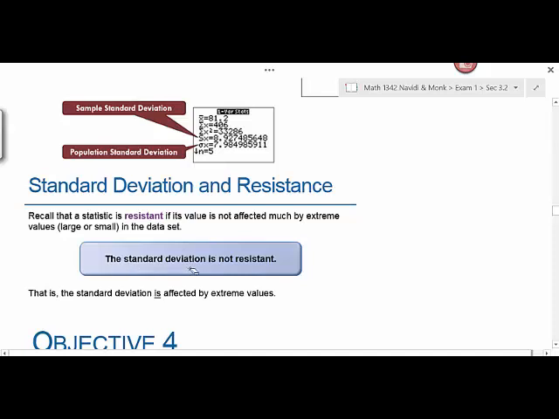Well, guess what? The standard deviation is not resistant either. A really large value or a really small value will cause you to have a really long deviation from the mean, which means that your standard deviation is going to go up. So the standard deviation is not resistant.